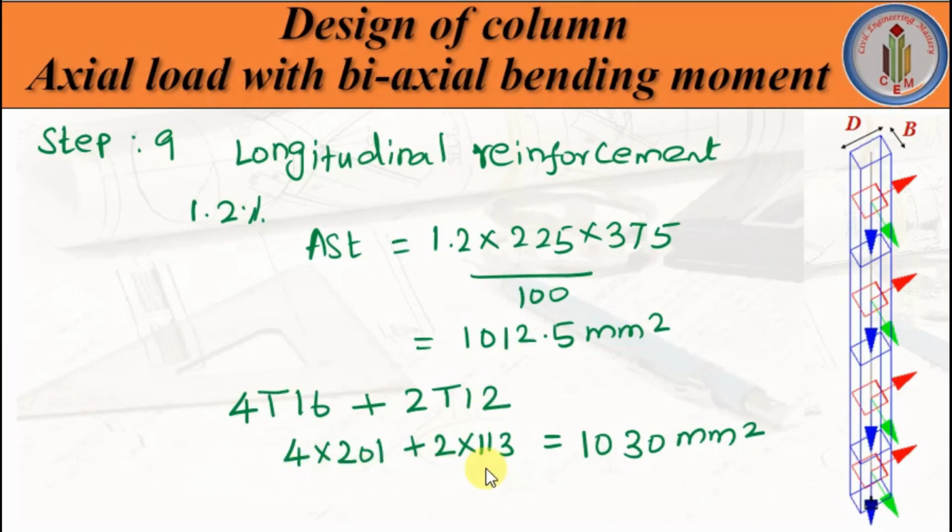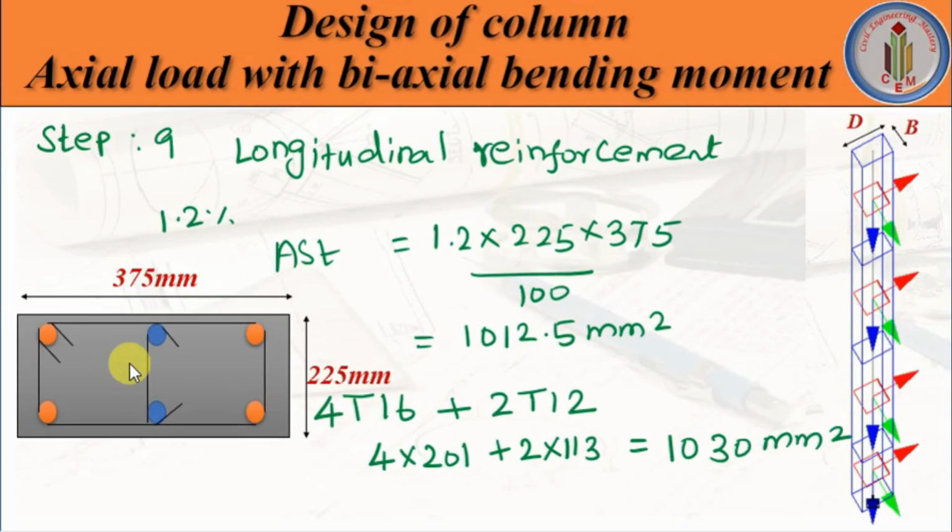So this is how you need to calculate the longitudinal reinforcement. Now let me show you the reinforcement arrangement. So here if you see, this is the cross section of the column. These four corner bars are 16 mm dia bars, 4T16, and these middle two bars are 12 mm bars. So total reinforcement is 4 number of 16 mm dia bar plus 2 number of 12 mm dia bar. And this is the lateral tie which helps to hold the main bars in place.